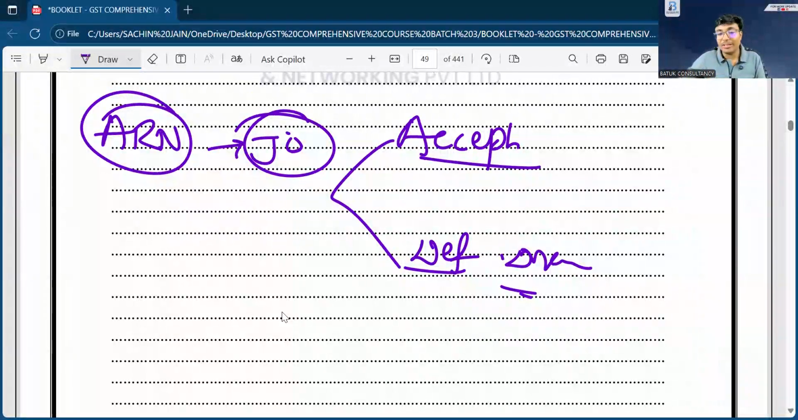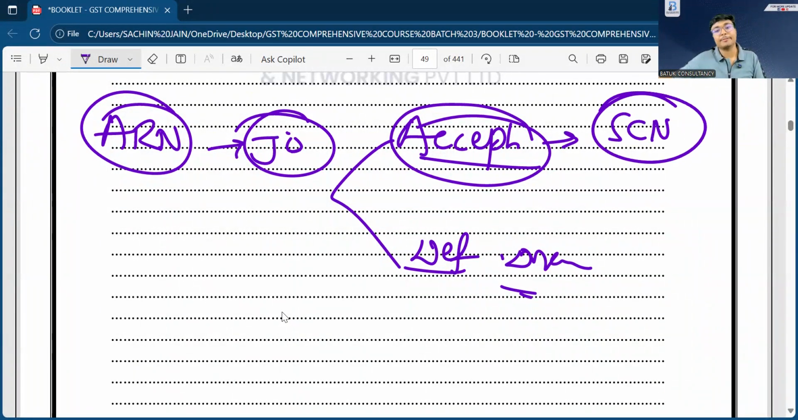If the departmental authority has accepted your refund application, and then afterwards they find something, then they may issue a show cause notice. You have to respond to the show cause notice, and accordingly your refund will be approved. The amount will be credited to your bank account. That is the scenario.